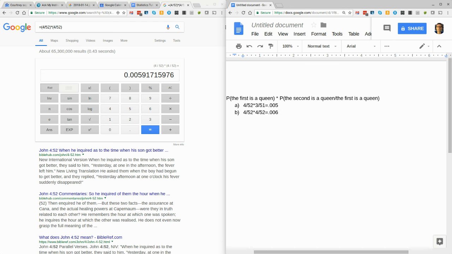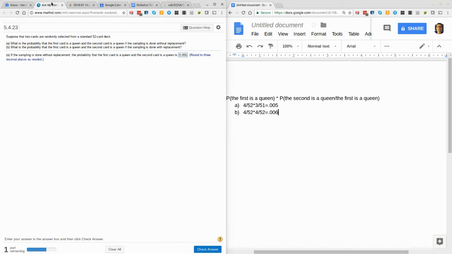Okay. And the whole key is whether that queen goes back into the deck the second time you pick or whether she stays out. Okay, so I hope that helps on this question, which was right here.